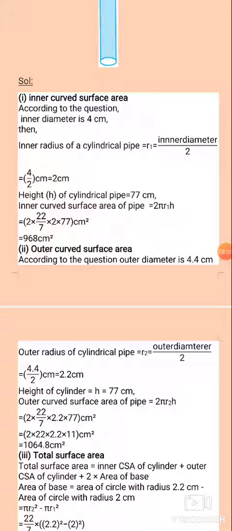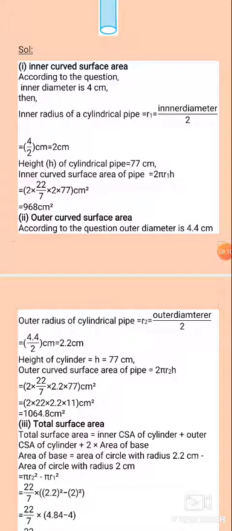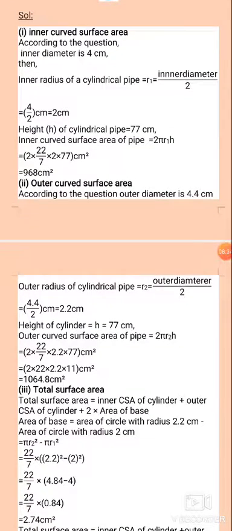Now we have one equation. So listen carefully, the area of the base is equal to the area of the circle with radius 2.2 centimeter minus the area of the circle with radius 2 centimeter. Since it is a ring portion, it has a thickness. So the equation becomes pi into r2 square minus pi into r1 square. So take pi as common, into r2, which is 2.2 square minus 2 square.